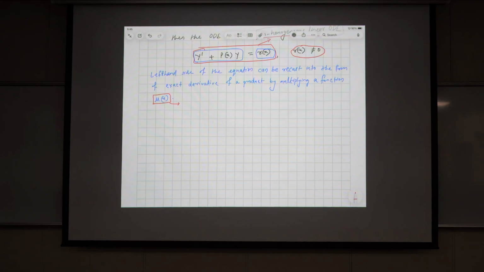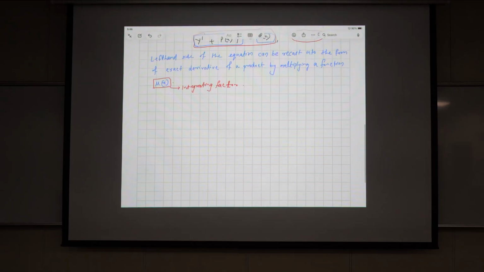So this mu x is nothing but the integrating factor. Okay, so what exactly I wrote here: I wrote the left hand side of the equation, which one? y dash plus p x y. The left hand side of the equation can be recast into the form of an exact derivative of a product by multiplying a function. What does it mean?